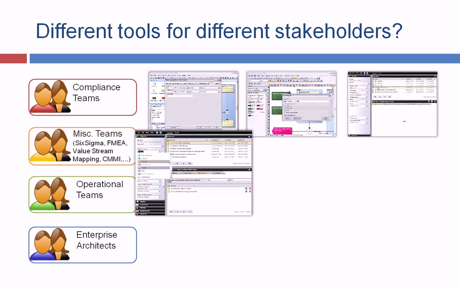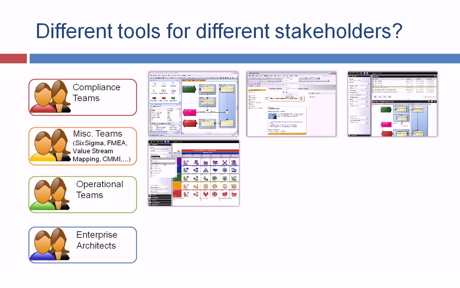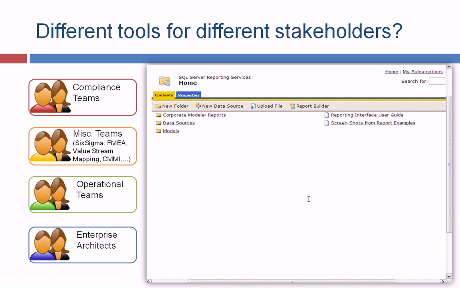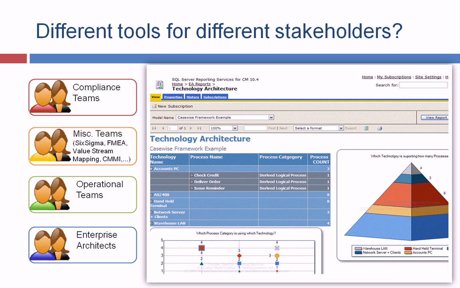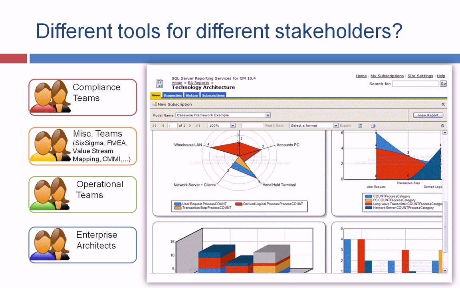Another example is built on SQL. So obviously once you have a database you want to access this, and this is one example with a BI tool from Microsoft, the SQL reporting service, and you can create any kind of wonderful nice reports. Here is an example of technology architecture based on your central repository.